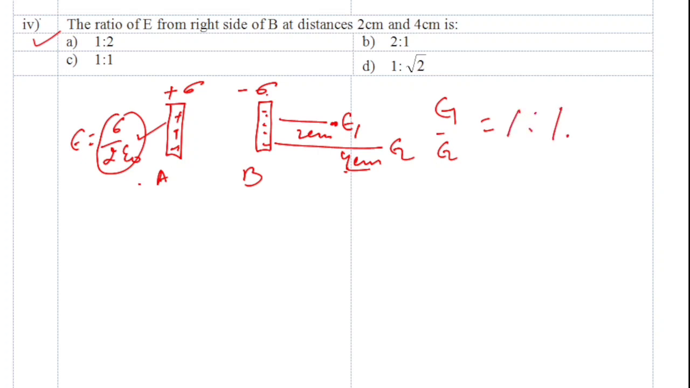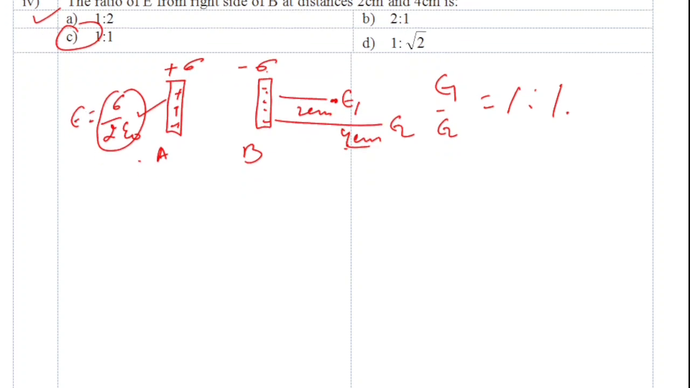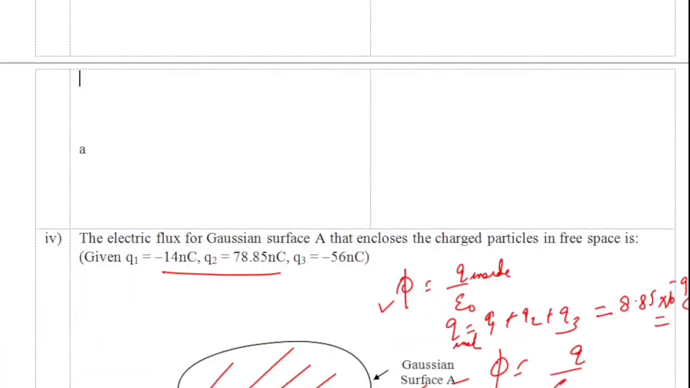Which option is correct? Option number C is correct, right? It does not depend on the distance of observation. It only depends upon the surface charge density, which is constant at both places for a particular plate, and epsilon naught, right? In this way you solve this question also. It's very easy. Now come to the last question.